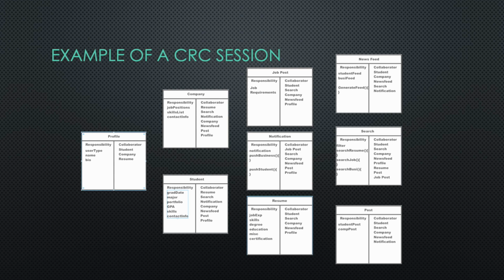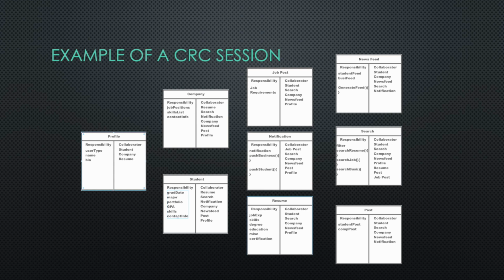Now, this is an example of a CRC session. What we have here is a rough version of the classes that are involved in our project. And as you can see, they're outlined from profile on down in a rough estimate of how they may collaborate with each other. The nice part about this is if you were involved in this CRC session, you would be able to mix these cards around. And a CRC session involves somewhere between 4 and 6 people. No fewer than 4, no more than 6.